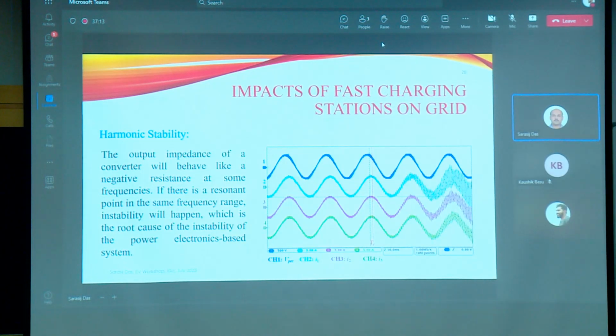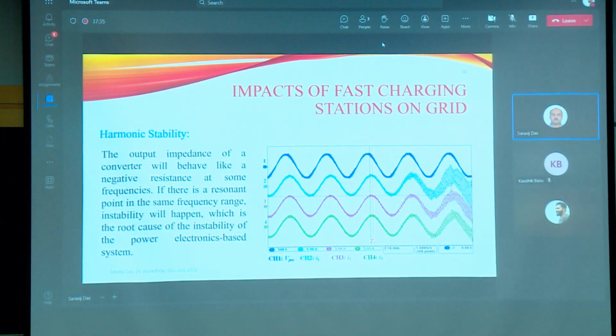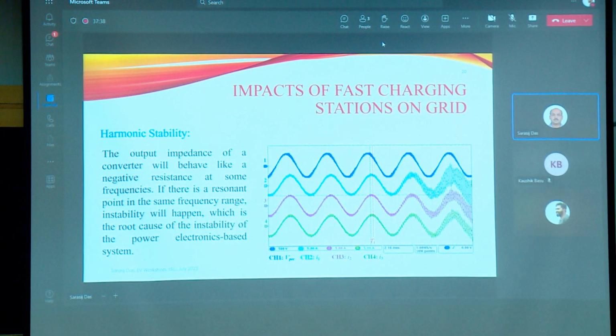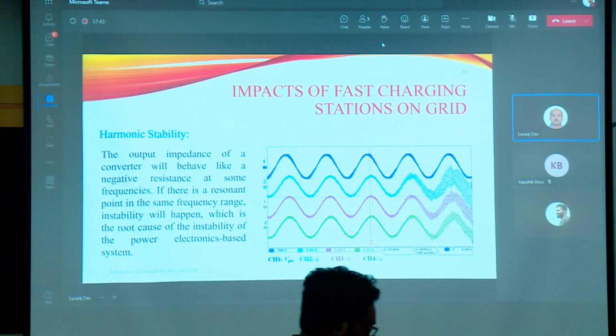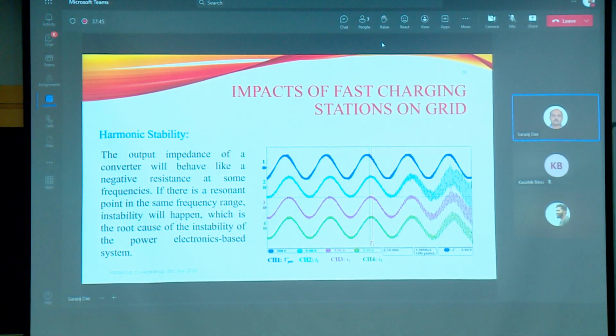Then comes the harmonic stability. This is very important, especially if you are connecting multiple high power chargers within a station. What is harmonic stability? In simple words, it is the stability of a system in the harmonic domain. Whatever harmonic frequencies are expected in that system, in all those frequencies, your system should remain stable. Right. So that's the basic concept of harmonic stability in simple words.